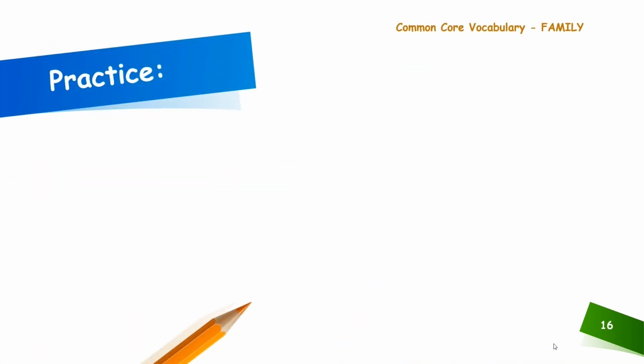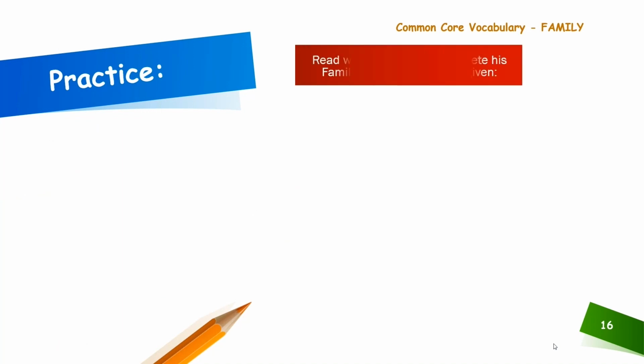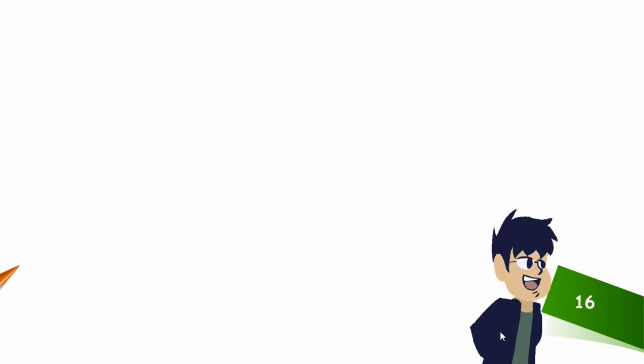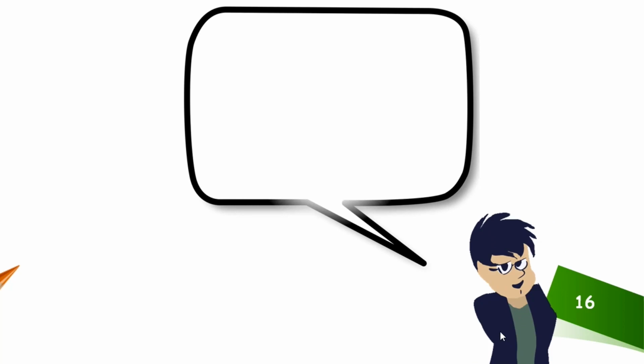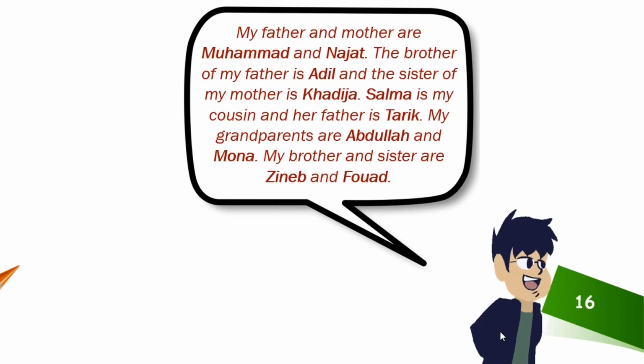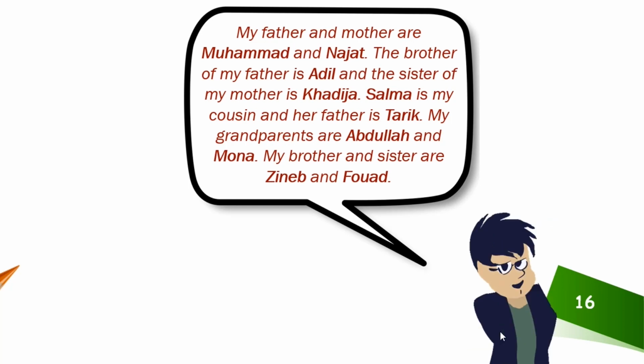Now, let's practice family tree with Ali. Read what Ali says and complete his family tree. An example is given. So this is Ali. As you can see, he is talking. Talking about what? About his family tree. Let's see what he says.